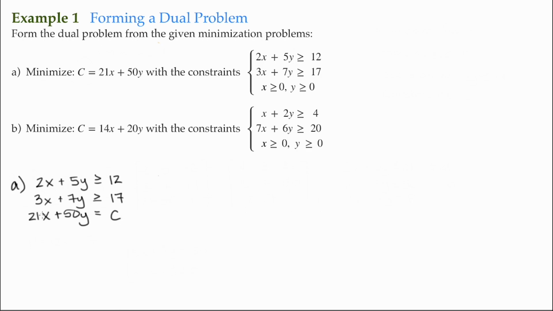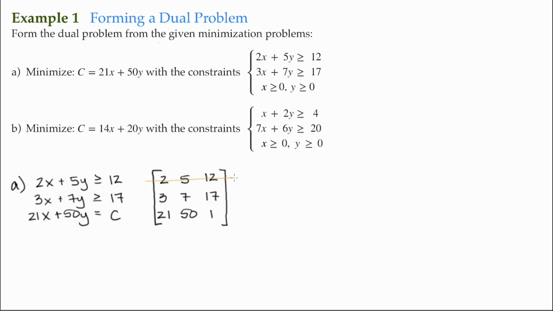Now that we have the constraints and the objective function like this, we're going to construct a basic matrix. We'll put in a bracket, 2, 5, and 12, 3, 7, 17, and 21, 50, and 1. And we'll close off the bracket. Now this is not an augmented matrix, and it certainly is not a tableau. It's just a simple basic matrix that we're going to transpose so that we can create the dual problem. Each row becomes a corresponding column. For example, the first row of the primal problem becomes the first column of the dual problem.